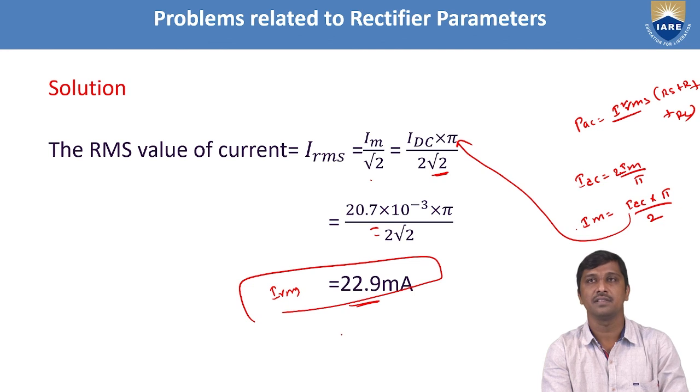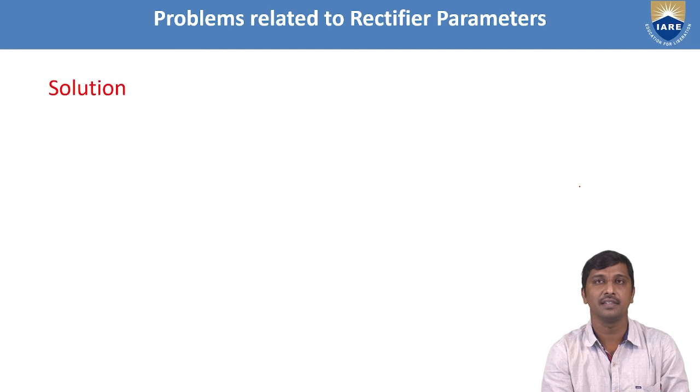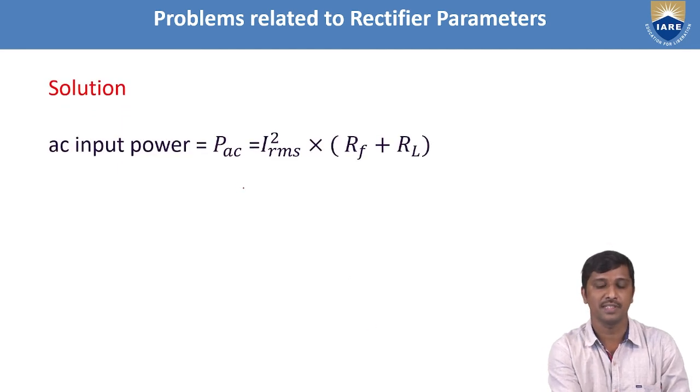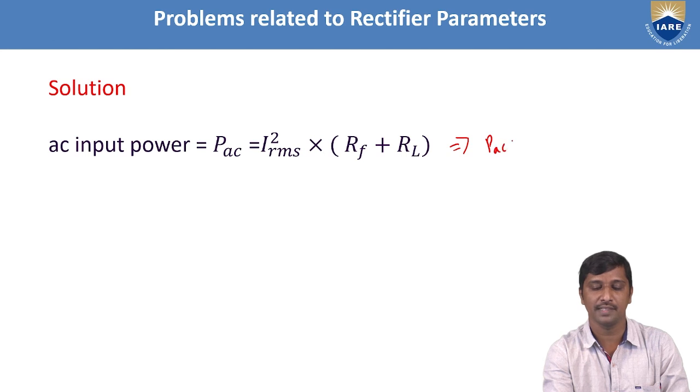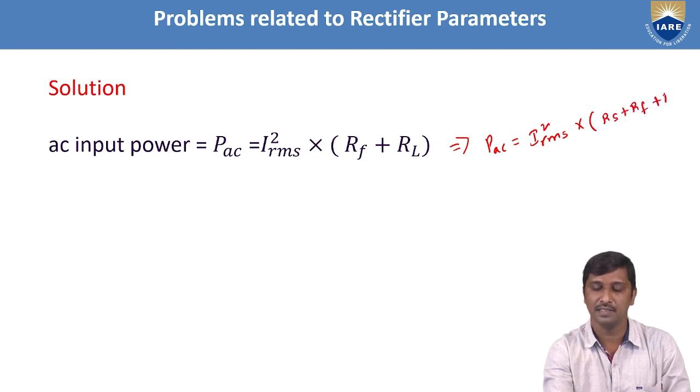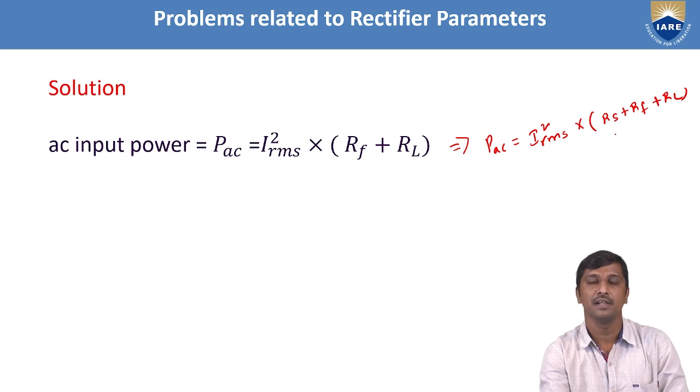By using this IRMS, now we are going to calculate the AC input power here. The AC input power is represented as I square RMS into RS plus RF. But depending upon your problem statement, in this problem they also mention the transformer secondary coil resistance. Hence, I am going to rewrite this equation. The AC input power is represented as I square RMS into RS plus RF plus your RL, where RS plus RF is the combination of transformer secondary coil resistance along with your diode forward resistance.